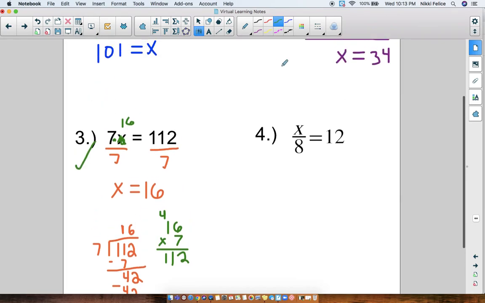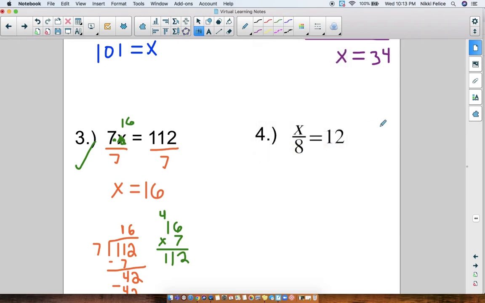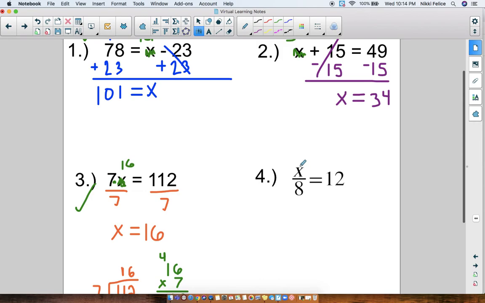And then lastly, we have, let me change my color again. Let's do this color. x over 8 equals 12. But this isn't just x over 8. What is this really? This is x divided by 8 equals 12, which means there's a number out there that when you divide that number by 8, you get 12. This is division. What are we going to do? The inverse. We're going to multiply by 8. We are multiplying by 8 because that's the inverse of dividing by 8.